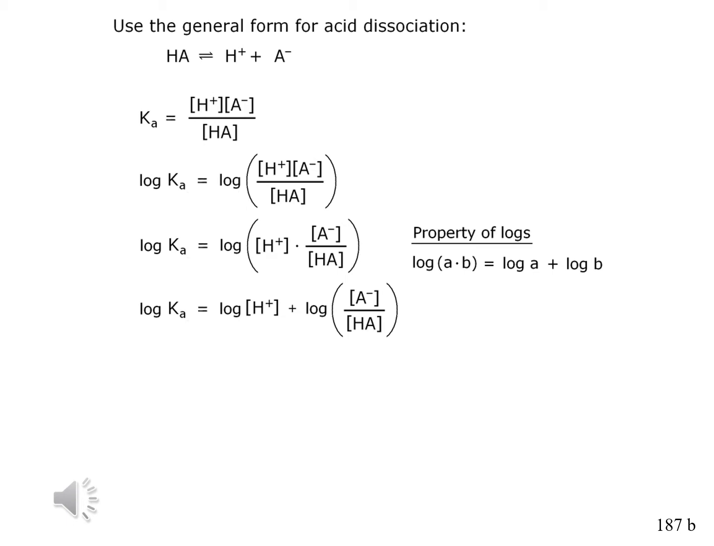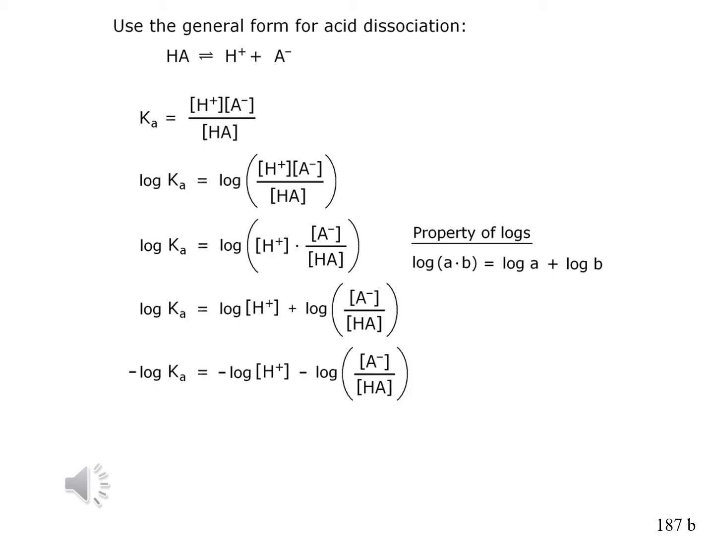I could go one step further by taking minus the log of HA, but I don't want to do that because I want to leave the base part and the acid part as a ratio. Chemists consider that the pH of a buffer is controlled not only by the pKa of the acid, but it's very importantly controlled by the ratio of the base to the acid. And so I'm going to leave that as a ratio.